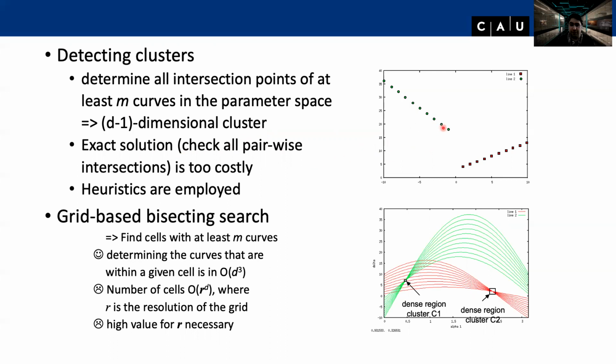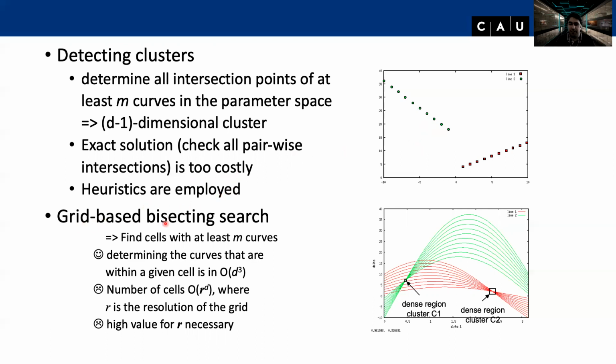However, the exact solution to check all pairwise intersections is too costly. If you want to consider all intersections, like this point with this point, it will be quadratic in a two-dimensional data set, cubic in a three-dimensional data set, and in a d-dimensional data set with the exponent 2 to the power of d. So it's exponential. In a 10-dimensional data set, you would look at all possible randomly or brute-force sampled objects and look whether they actually form a 10 minus 1 dimensional hyperplane. And this is costly, so we need a heuristic for that.